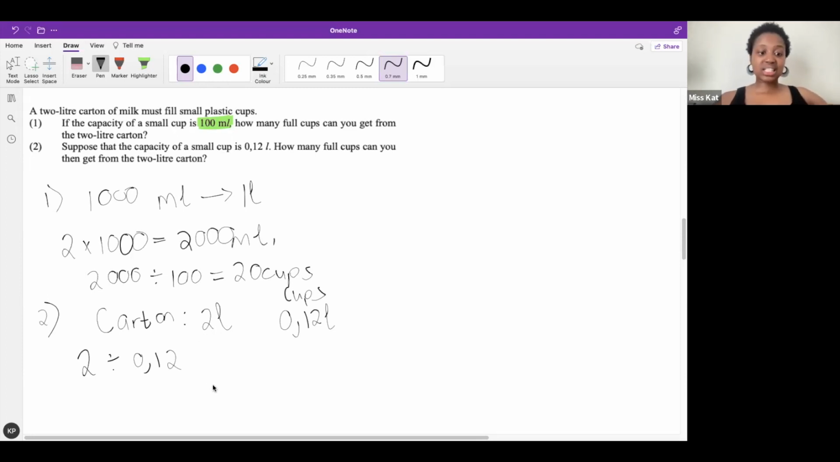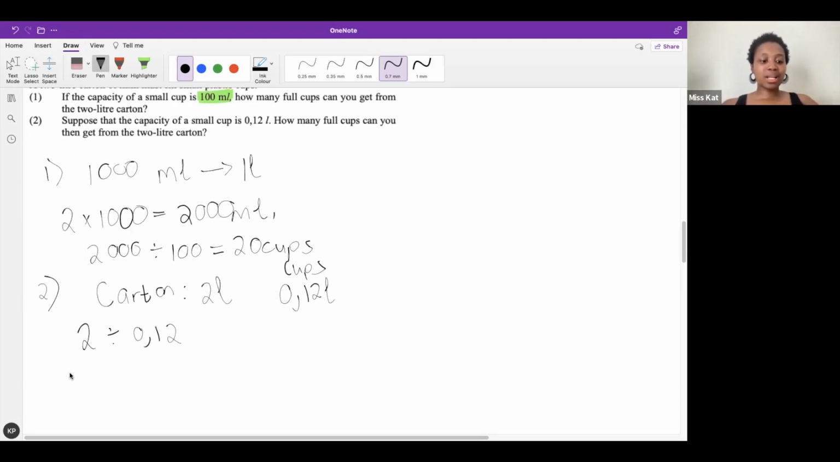Do you see that? If one was in liters and one was in milliliters, then that's fine. But if we were going to do it in milliliters, it was then going to be 2,000 divided by what? 120, my bad. And how much is that going to give us? 16.6 recurring, but 16 exactly because you can't fill up the last one. Thank you. And we round this off to 16.